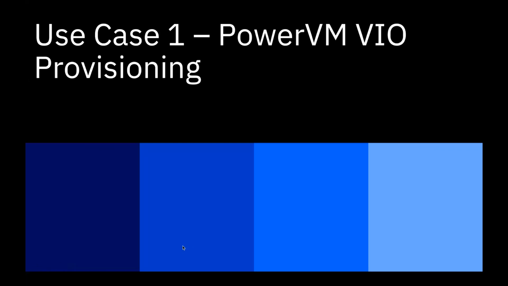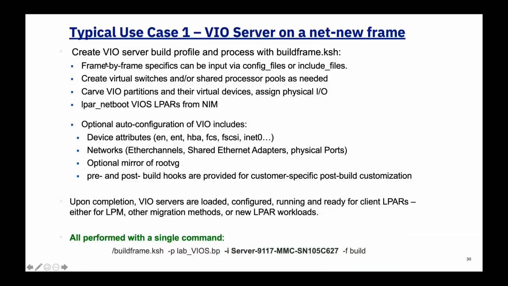So we have a couple of use cases. I will try to speed up this part. The first use case is deploying the virtual AIX server, where you would like to deploy the virtual AIX server's build profile using build frame. If you like, you can run build frame with -p for the build profile against the machine type and model, with -f. The -f build, by the way, does everything together as a single wrapper script. It does the frame-level operations, plus if you have defined any virtual AIX server specific definitions in the build profile, it does those too.